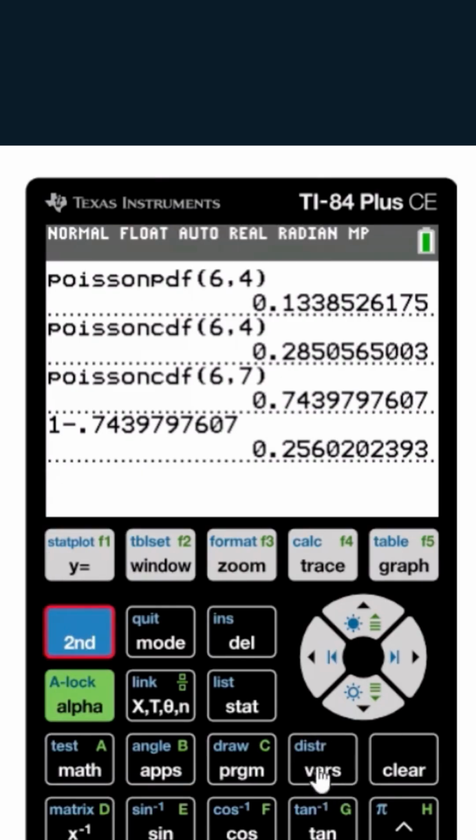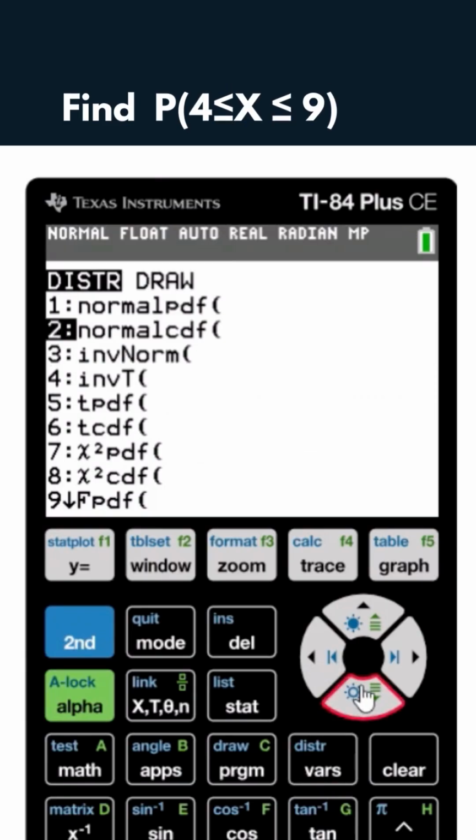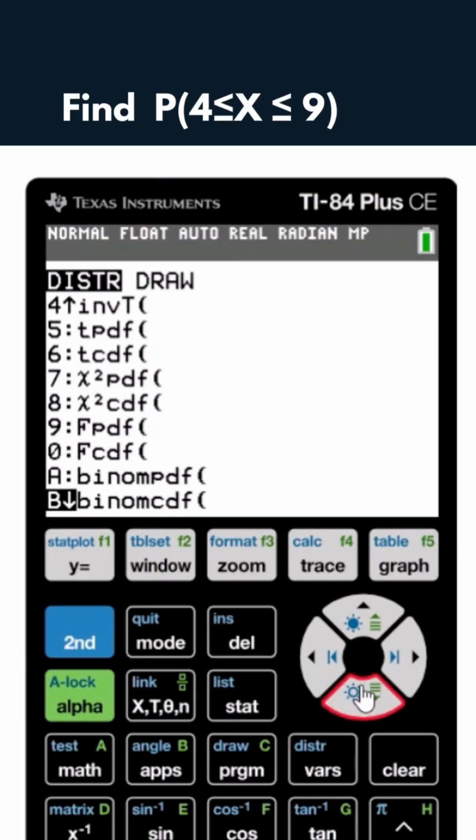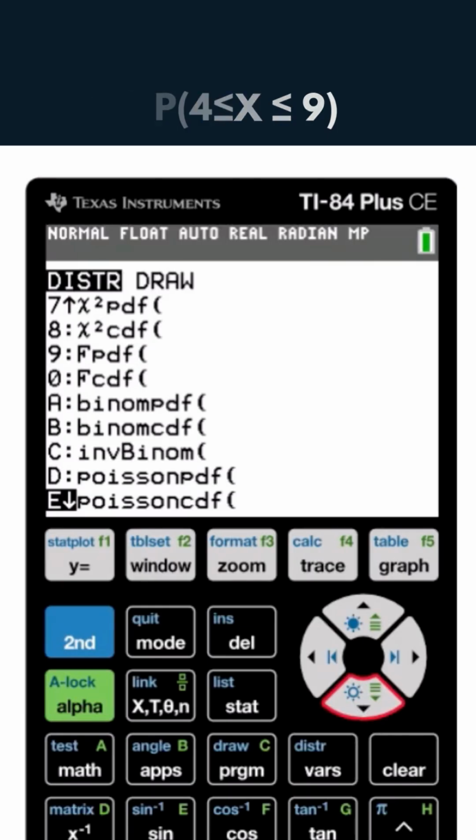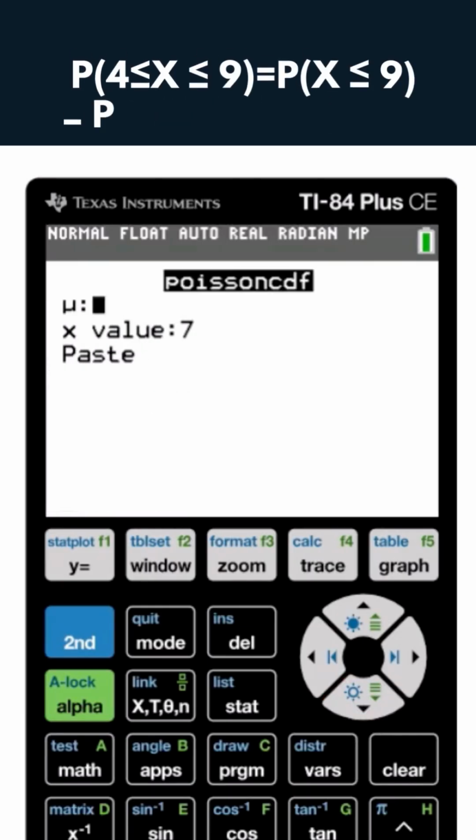Last one, what's the probability that the bookstore gets between 4 and 9 customers? We rewrite it as p of 4 less than or equal to x less than or equal to 9 equals p of x less than or equal to 9 minus p of x less than or equal to 3.